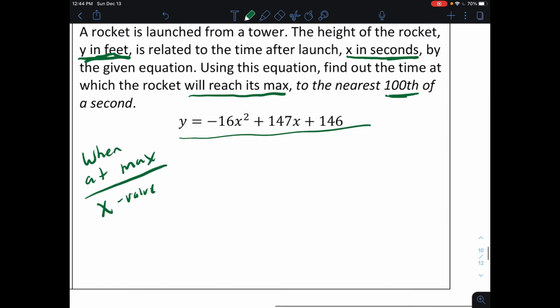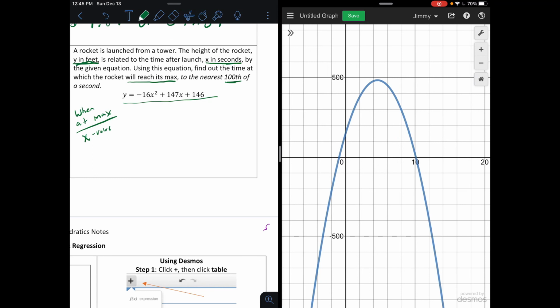All right, so we type it in. We get the graph here on Desmos. We want to find the max, so we click and find the maximum. It's at this coordinate here. We want to know when it reached its maximum. Well, that's the X value. We round to the nearest 100th of a second, two decimal places. So this rocket will be at its maximum at approximately 4.59 seconds.